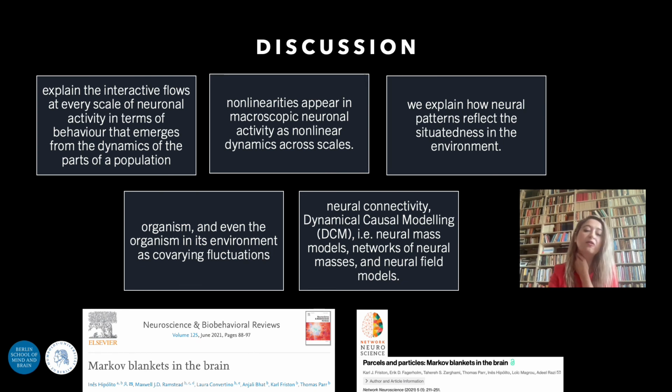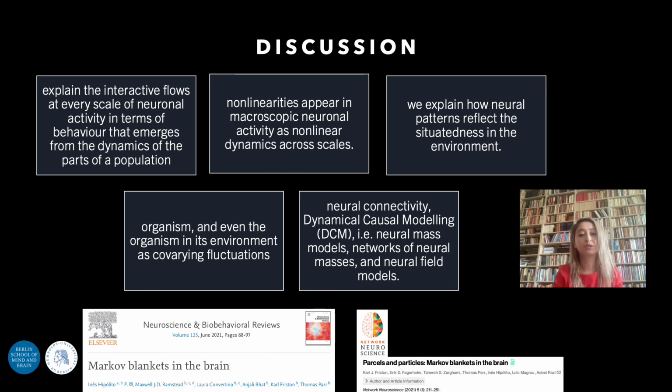Now, we think that the Markov blanket formalism allows us to explain the interactive flows at every scale of neuronal activity in terms of behavior that emerges from the dynamics of the parts of a population. We thereby think that we can answer how single-cell nonlinearities appear in macroscopic neural activity as nonlinear dynamics across scales. In the end, by virtue of this scale-free formalism, we explain the interactive flows at every scale of the brain dynamics, which then is an explanation of how neural patterns reflect the situatedness in the environment.